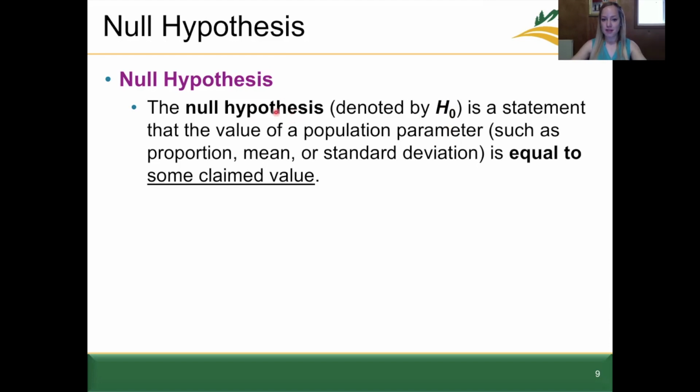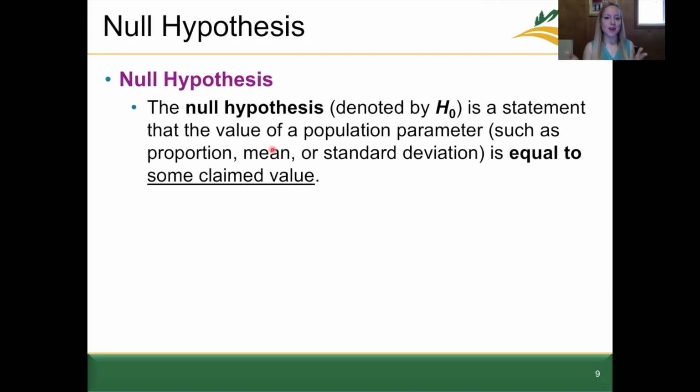So our null hypothesis is a statement that the value of a population parameter, such as a proportion, mean, or standard deviation, is equal to some claimed value. So let's say we claim the population mean is 12.1. Then our null hypothesis would be that, yes, our mean is equal to 12.1. It's just a hypothesis, just an inference that we're making, and then based on that we can decide if that's true, if we accept the hypothesis, or if it's false, and we reject the hypothesis.